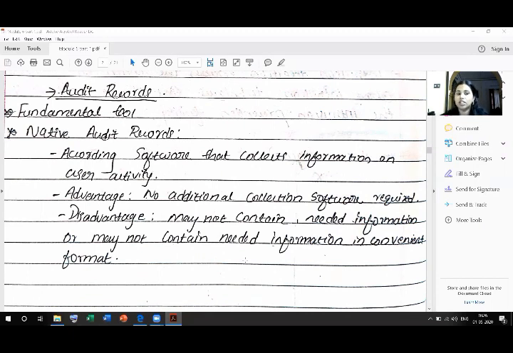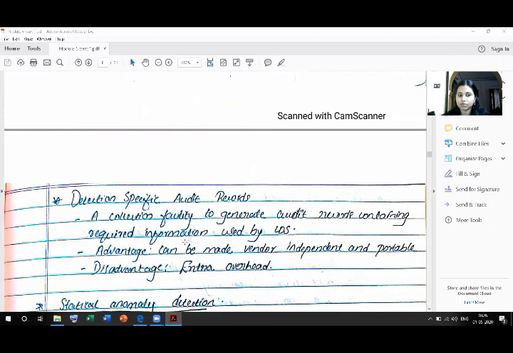The other audit record is the detection-specific audit record. Depending upon the needs of the users, we can make these audit records. A collection facility generates audit records containing the required information used by the intrusion detection system. The advantage is that it can be made vendor independent and portable. The disadvantage is extra overhead. Detection-specific audit records have only the useful information, whereas native audit records contain both useful and non-useful information.